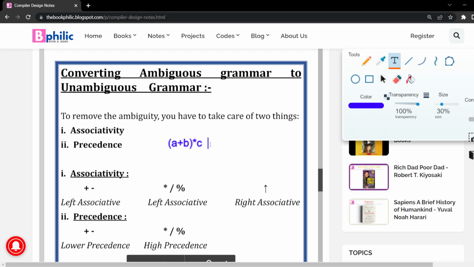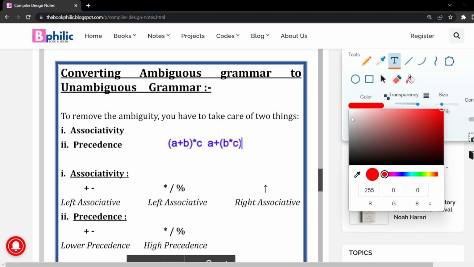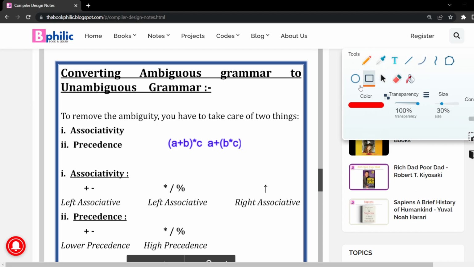And another example is a plus (b star c). Which is right? You have to tell me whether this one is right or that one is right. Suppose yourself as a parser. Is a plus b star c the correct one, or a plus b star c the correct one? You might get confused about what the main difference is between them.